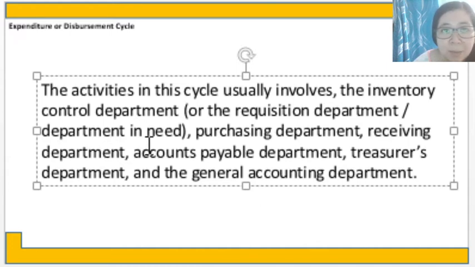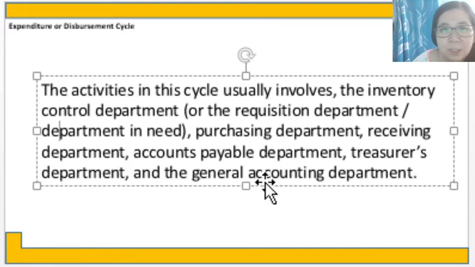Next is the accounts payable. They are responsible for recording the liability for those acquisitions. The treasurer's department are the ones responsible for the disbursement of cash for the payments of the liabilities for those expenses. And lastly is the general accounting department. They are the ones who are recording these transactions.